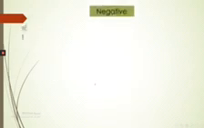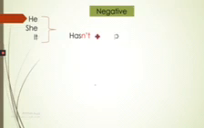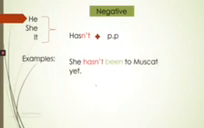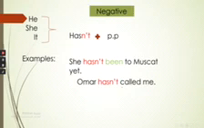And he, she, and it should be followed by what? Very good. Hasn't. He, she, and it should be followed by hasn't. After hasn't, the past participle. The examples: She hasn't been to Muscat yet. Omar hasn't called me.